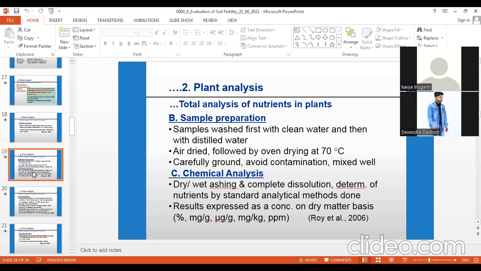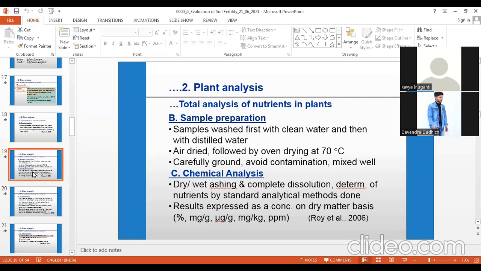And then after cleaning, they are air dried because they contain high moisture. So that is to be dried before they are put in the oven. So air dried for 3-4 days and followed by oven drying at 70 degrees centigrade for at least 24 hours till you get the constant weight.